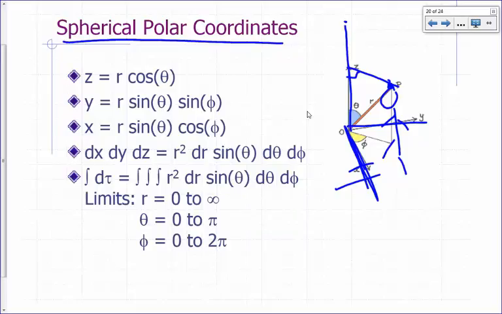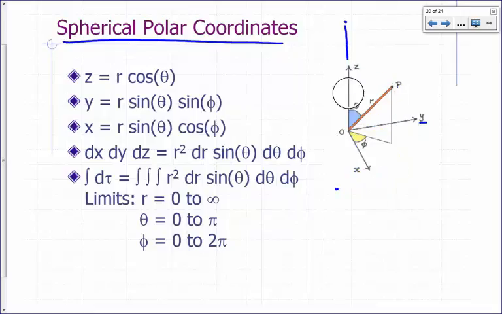To define theta, you imagine sweeping an angle from the z-axis to the line that's connecting my head to the origin, and that's theta. That's a right triangle right there, with a right angle. So r times cosine theta is just going to be equal to z.